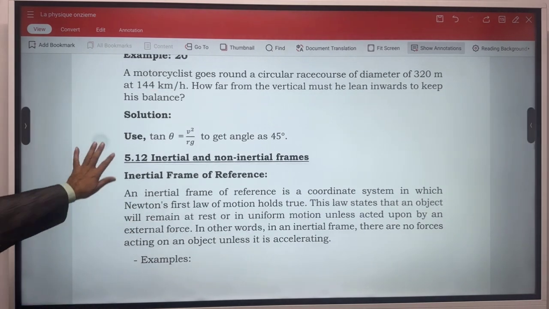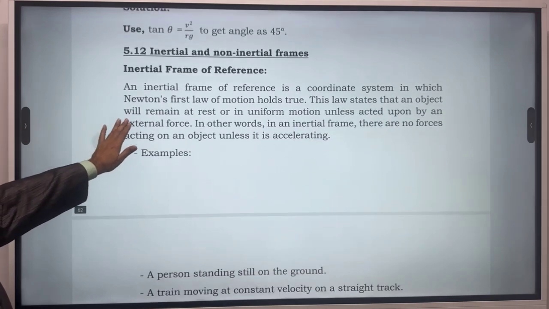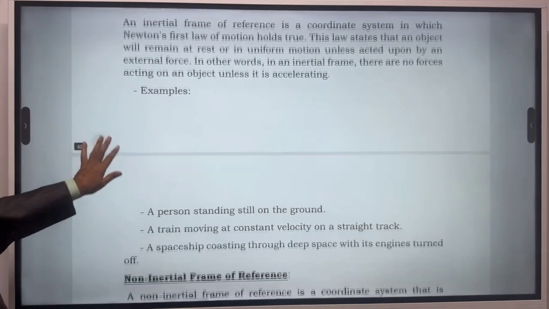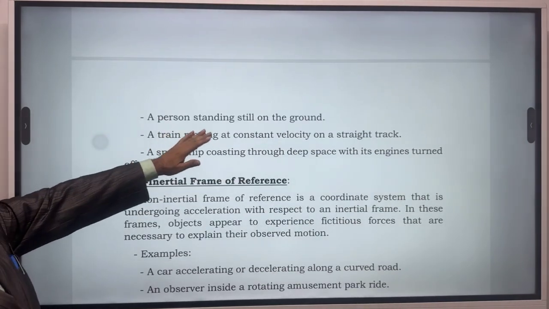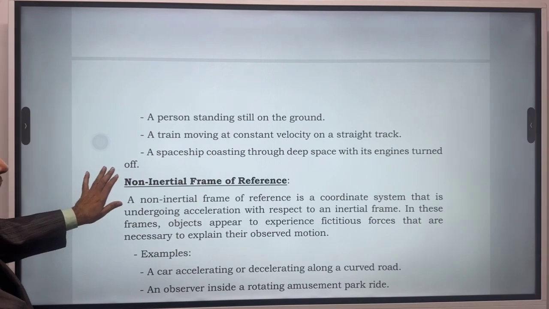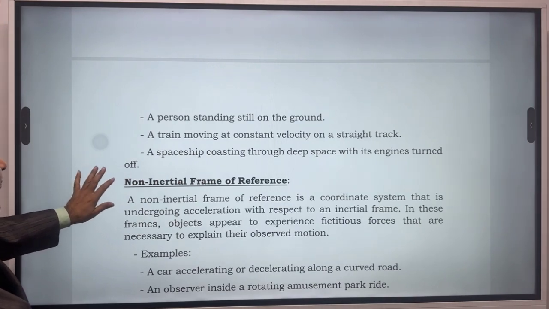Then there are two types of frames, inertial frame of reference. An inertial frame of reference is a coordinate system in which Newton's first law of motion holds true. This law states that an object will remain at rest or in motion unless acted upon by an external force. In other words, in an inertial frame, there are no forces acting on an object unless it is accelerated. Example, a person standing still on the ground, a train moving at constant velocity, a spaceship coasting through deep space with its engine turned off.